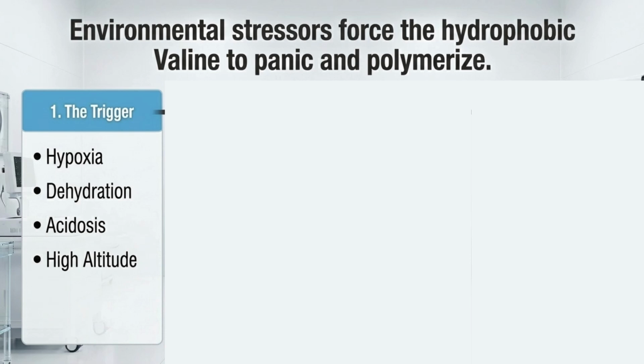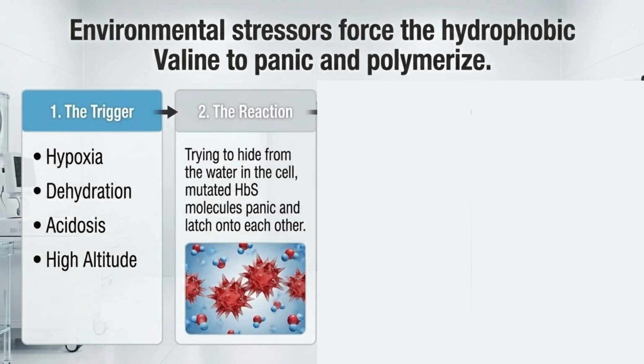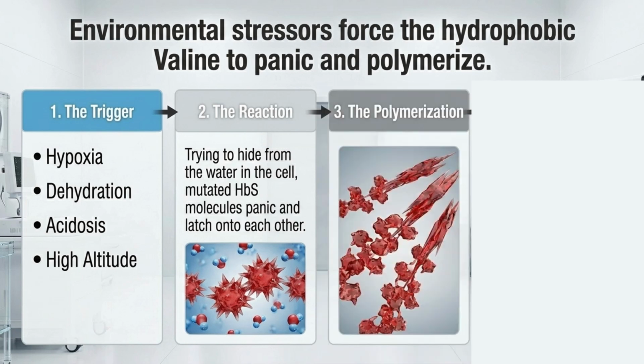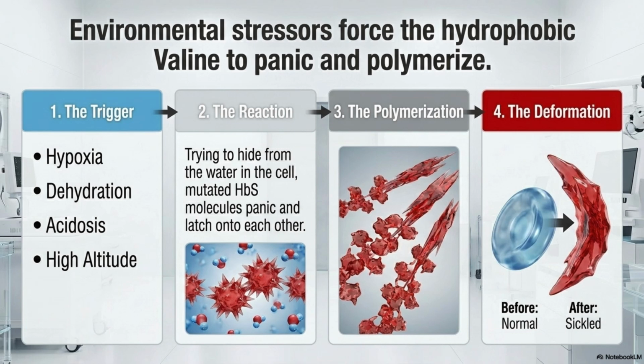When exposed to these stressors, we get the reaction. Trying to hide from the water in the cell, the mutated HbS molecules panic and latch onto each other. This causes the polymerization. Finally, we see the deformation. The cell goes from a normal, flexible biconcave disc to a rigid sickled shape.